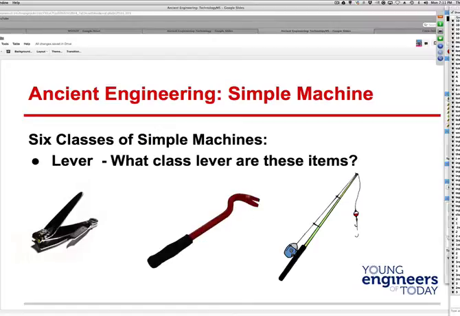In this nail puller, the load is on one end, the nail we're pulling on. We put our effort in the handle. The fulcrum is in the middle. Now, what class lever is this? Remember, we're pulling out nails. Our load is on this end, our effort is on this end with the handle, and our fulcrum is in the middle. Excellent. Everybody's saying first class, and if you are too, then you're getting it right. Well done on that.